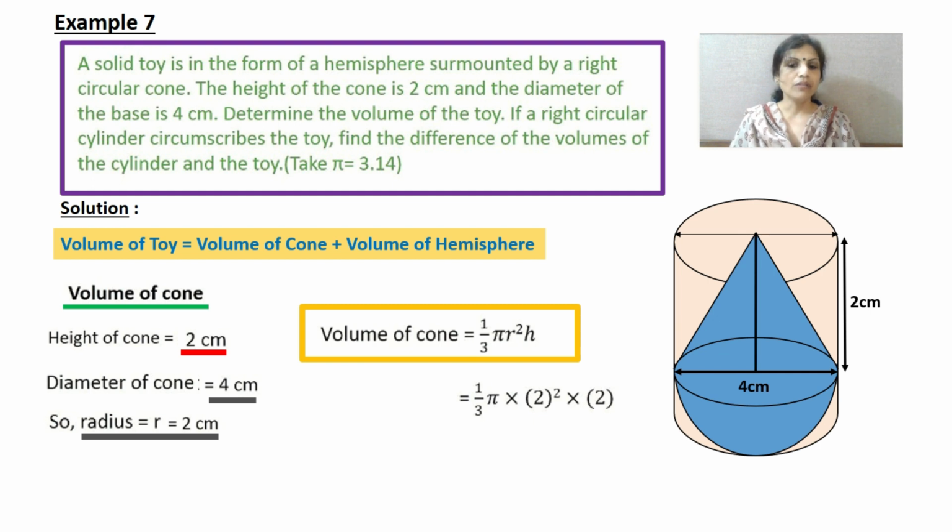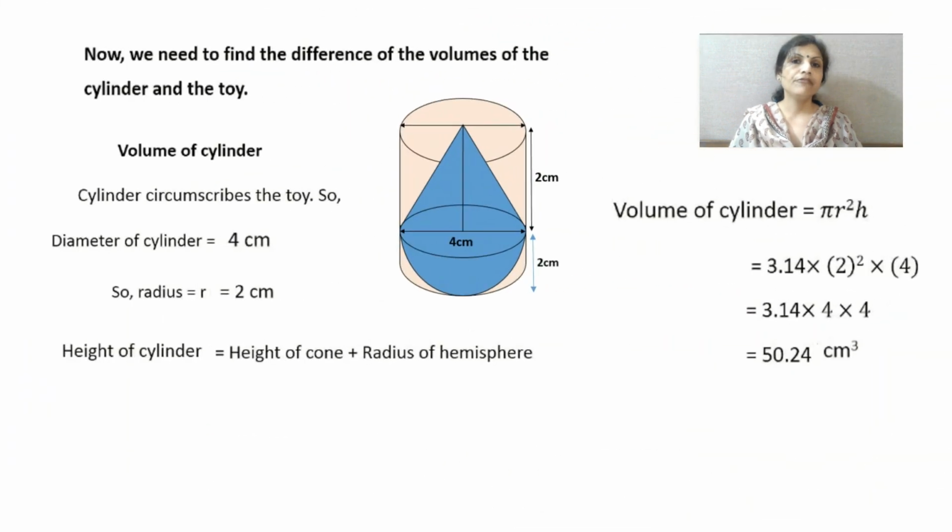And if you solve it, you get 8 pi upon 3 centimeter cube. That is the volume of a cone. Alright. Now we need to find the difference of the volumes of the cylinder and the toy. So for that we need to find out the volume of the cylinder also.